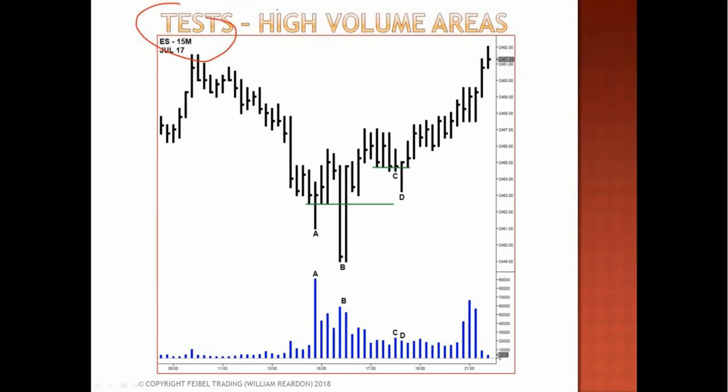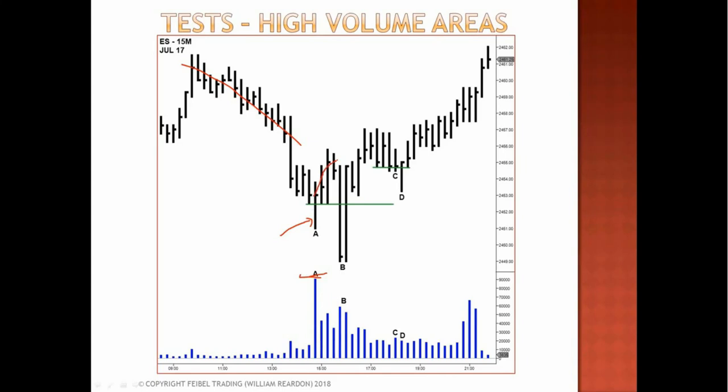tests. And we're testing here high volume areas. Whereas the previous test, we were testing supply to the left. And this time we're testing high volume areas. What do we note? Well, we're in a downtrend. Get some buying at A, clear, which is the US Open, hence the high volume.